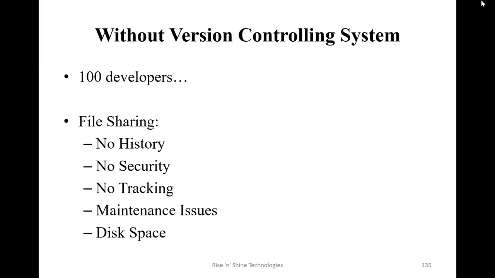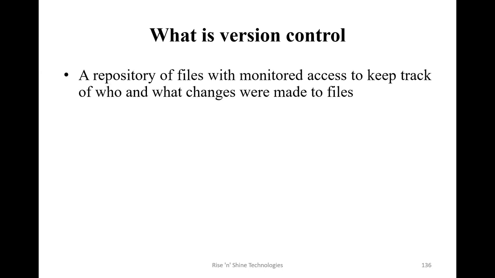Yeah, so file sharing is challenging among the development team. If you are not using a version controlling tool, you have those disadvantages, and by using a version controlling tool, we get them as advantages. What is a version controlling tool? It is a repository of files with monitored access. It keeps on tracking who is accessing the files, who is modifying the files, at what time it was modified, what he has modified, and if anyone deleted a file, who deleted it and when. Everything can be tracked.